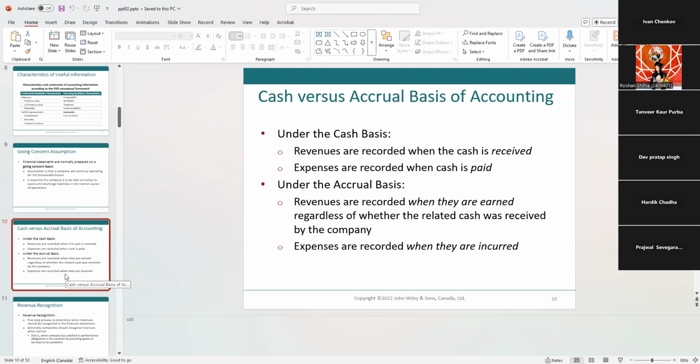Cash basis, the simplest way to understand it is that we only record transactions which are paid in cash. With accrual basis, we don't care when the cash is received or when the cash is paid. We're looking at the nature of the transaction. Did we earn the money? Did we use the expenses? And that's how we record it.